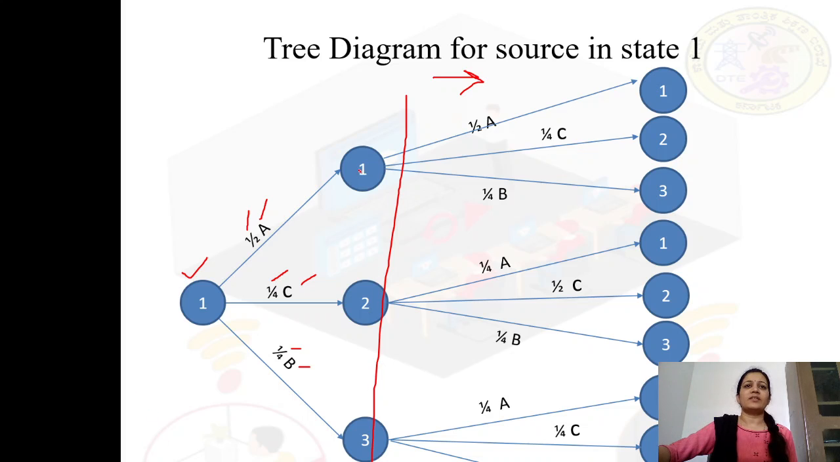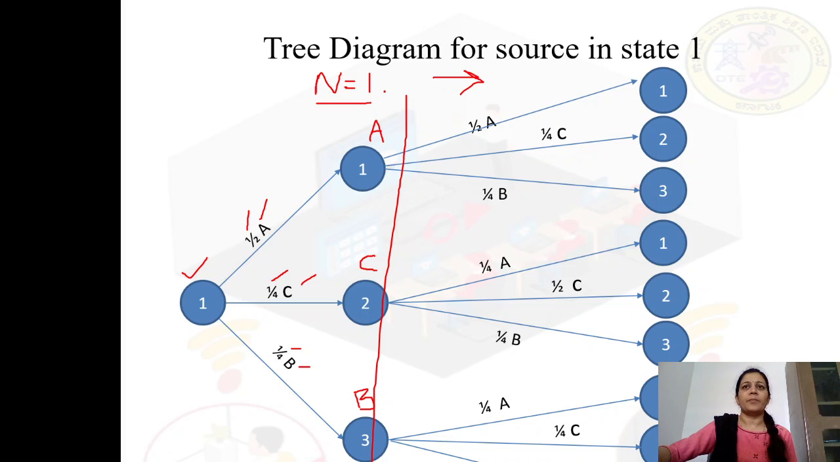So this is a one stage tree diagram. When it makes a transition from 1 to 1, the symbol emitted would be A. When it makes a transition from 1 to 2, the output of the tree diagram would be C. When it makes a transition from 1 to 3, the corresponding output would be B. Now if my source is emitting a message whose length is equal to 1, then I would prefer only this part of my tree diagram, because A is a message of length 1, C is again a message of length 1, and B is also a message of length 1.